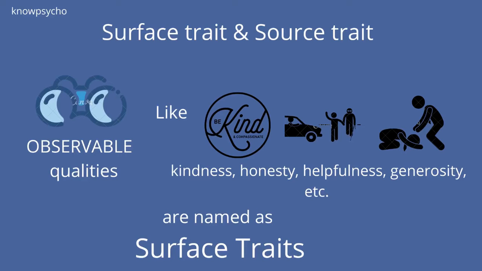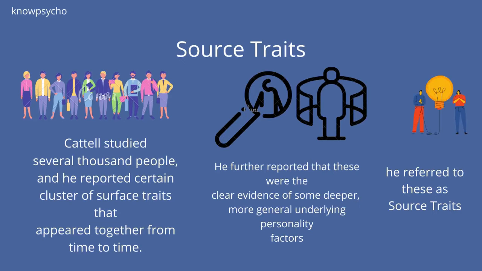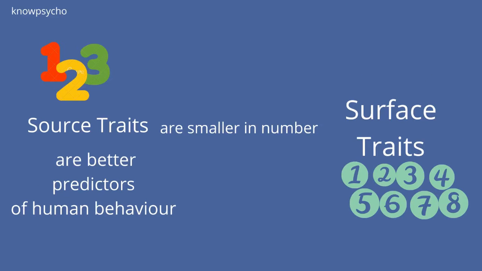Surface traits and source traits. The observable qualities of a personality like kindness, honesty, helpfulness, generosity, etc. are named as surface traits. Cattell studied several thousand people, and he reported certain clusters of surface traits that appear together from time to time. He further reported that these were the clear evidence of some deeper, more general underlying personality factors, and he referred to these as source traits.